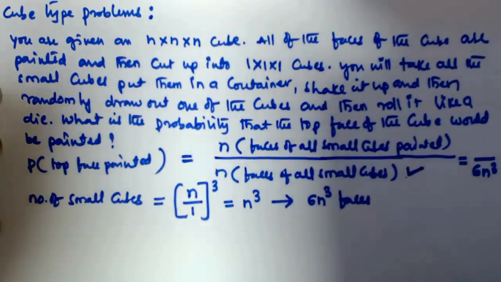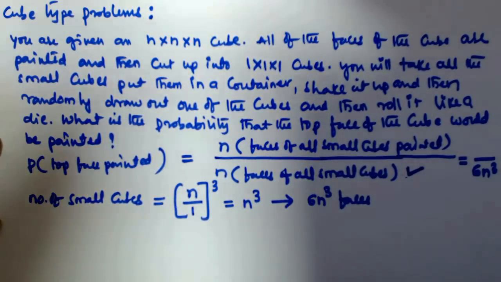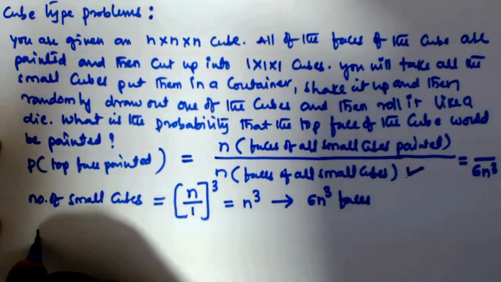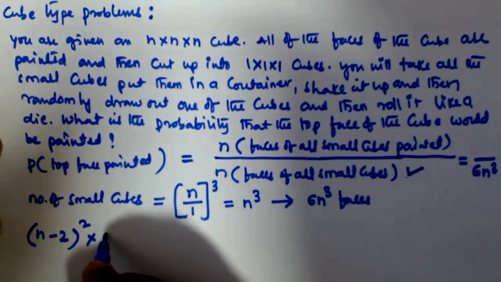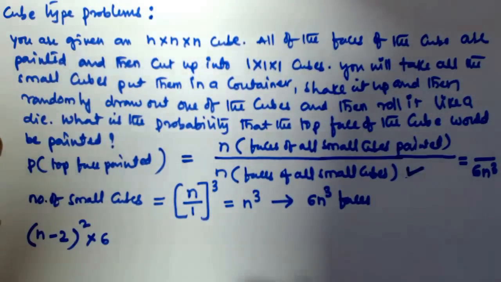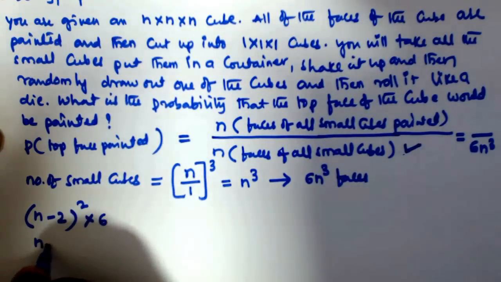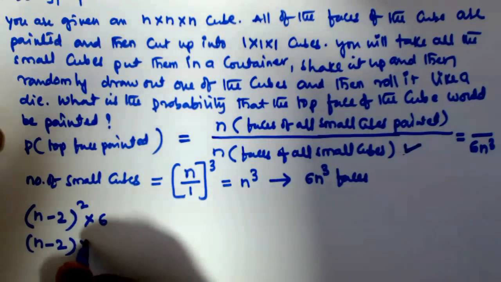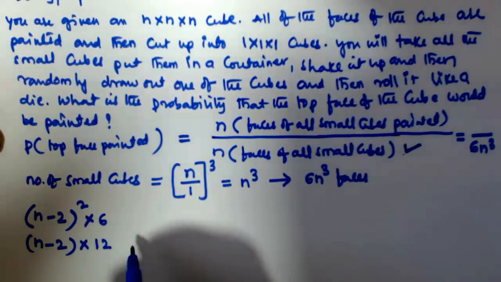Okay, and then we have to find the number of faces of the small cubes painted. So in the previous videos I told you that (n minus 2) whole squared into the number of faces of a cube, which is 6, will give the total number of cubes which are painted on one side. And then I told you that (n minus 2) into the number of edges of a cube, which is 12, will give the total number of cubes which are painted on two sides.